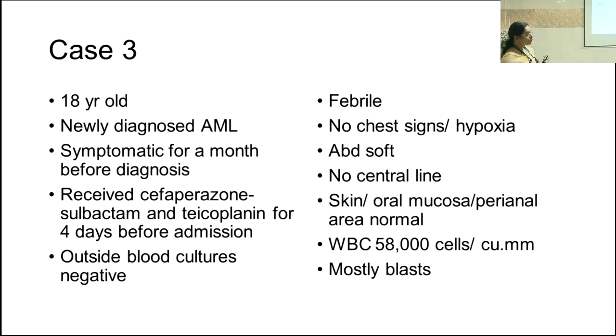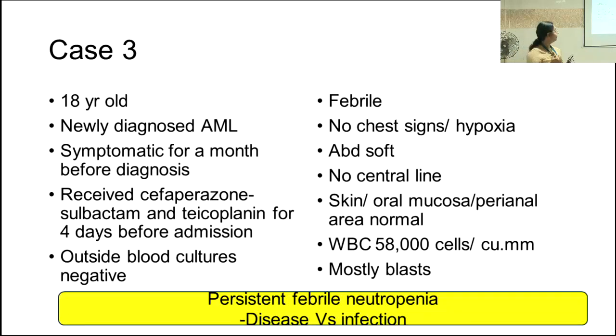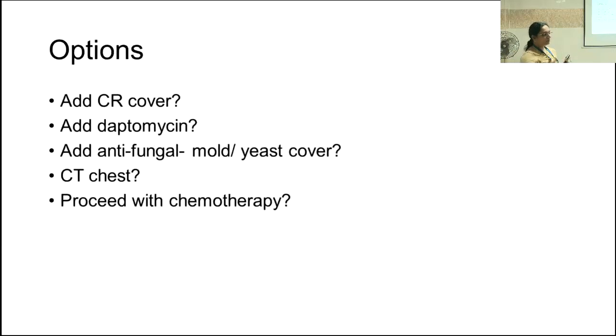So again, the options here: should I just broaden? Should I add some CR cover? Should I change the teicoplanin to daptomycin? Should I add some antifungal? Should I add Candida cover, or should I add mold cover? Should I get a CT chest, or should I just say it's disease and clear for chemo? So these are your options. So what would you do? It can be multiple options of all that I gave you.